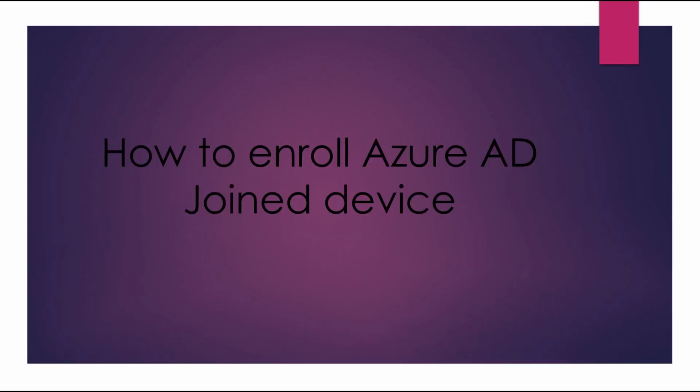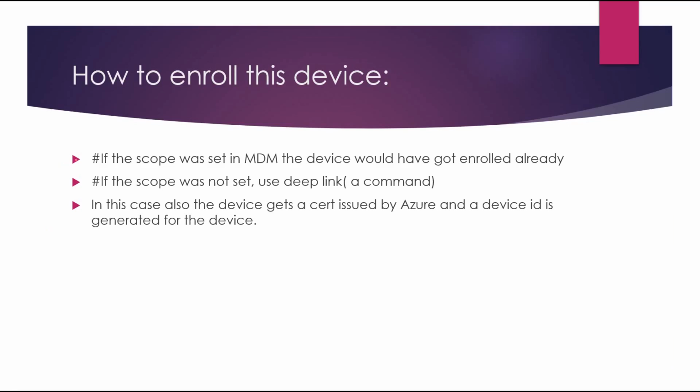Let's just say that I have a device, and the device is Azure AD joined. How do I enroll it? Well, obviously, if the device is Azure AD joined, then it would have been enrolled if the MDM scope was set. The MDM scope is applicable for Azure AD registration as well as for Azure AD join. So if the MDM scope was set for the user who did the Azure AD join, the device will get automatically enrolled to Intune. If the MDM scope was not set, then the end user always has the option of enrolling it to Intune using something called a deep link. We will talk about what deep link is later on.